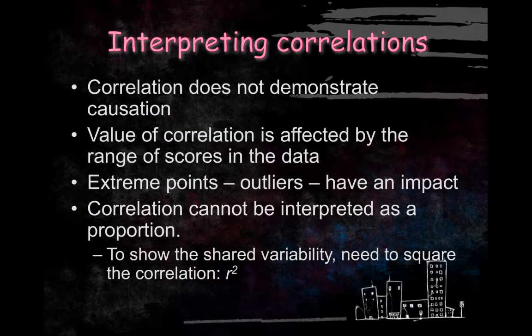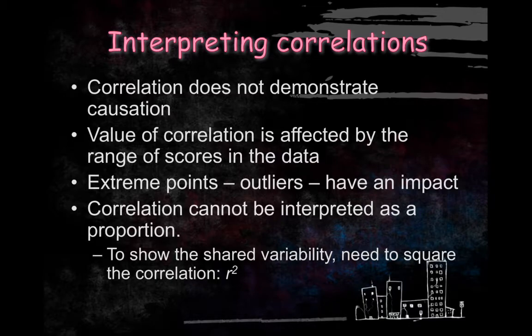Right? How we interpret correlations. Again, correlation does not mean causation, right? But the value of a correlation is affected by the range of scores in that data, right? And one of the scores that really affects the data is extreme points, or what we call outliers, and these have a huge impact on the Pearson's R.